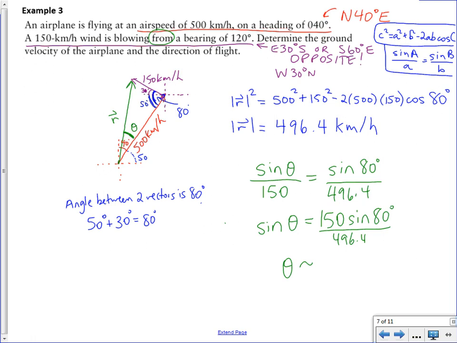Looking at the time, the bell's going to ring in a second, guys. Just give me one second. So 150 sine 80 divided by 496.4, sine inverse. I just got 17 degrees. So you now know that 17. Could you then adjust to find the north angle to the east that we're going to go? That's what you would do.